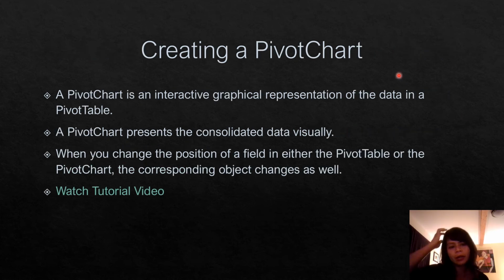And finally, we are going to look at creating a pivot chart. A pivot chart is an interactive graphical representation of the data in the pivot table. A pivot chart shows the consolidated data visually. When you change the position of a field in either the pivot table or the pivot chart, the corresponding object changes as well. So if you change anything in the pivot table, the pivot chart reflects that change. If you change something in the pivot chart, then the pivot table reflects that change. So I'd like you to pause this PowerPoint again here and go and watch the tutorial video on how to create a pivot chart, please.